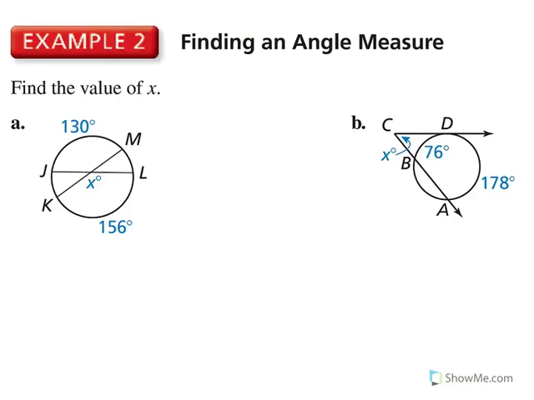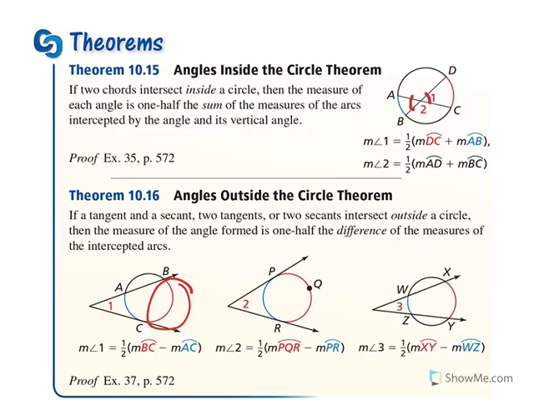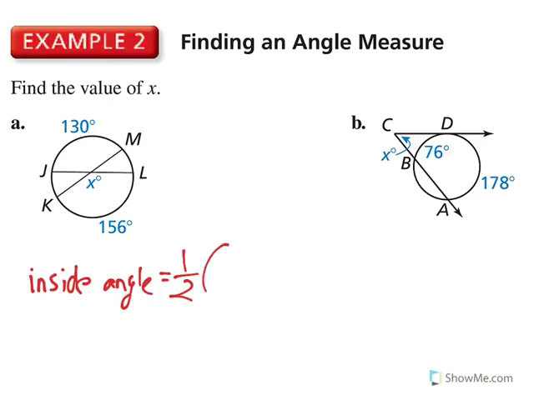If we look at A, we have a vertical angle, and we have angles that are inside. So we think about our inside angle, which we said is equal to half of both intercepted arcs. If you go back, we add those 2 arcs together.